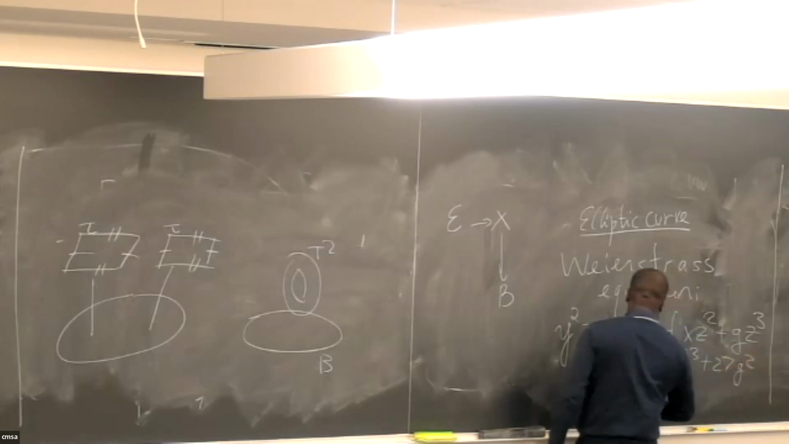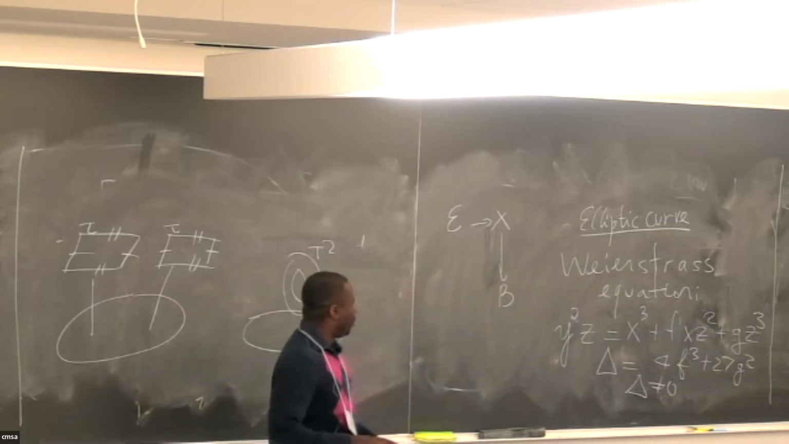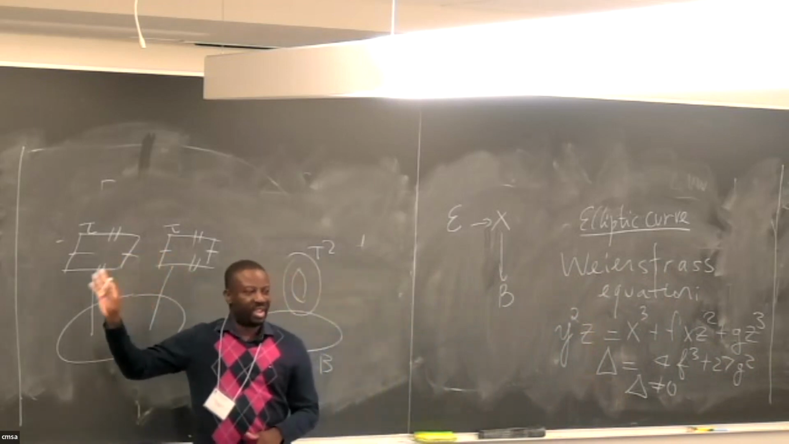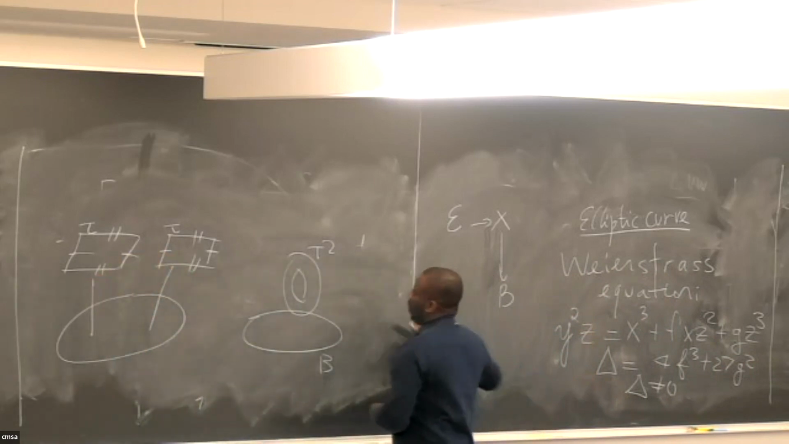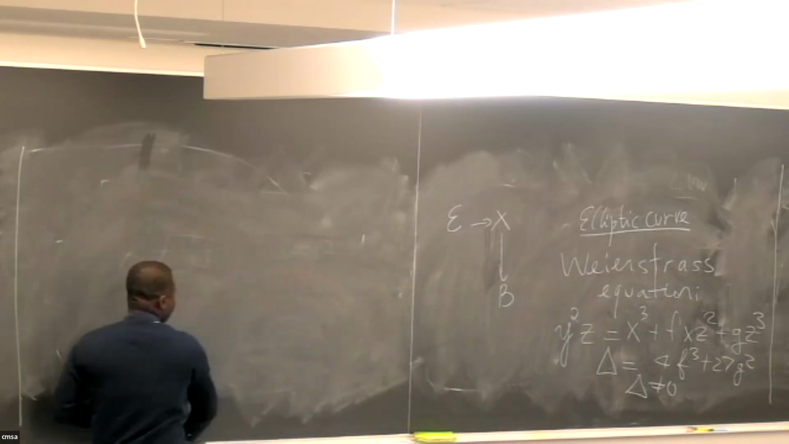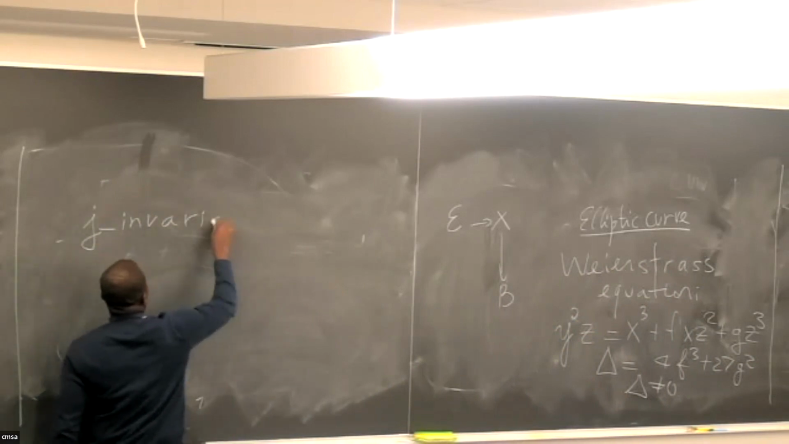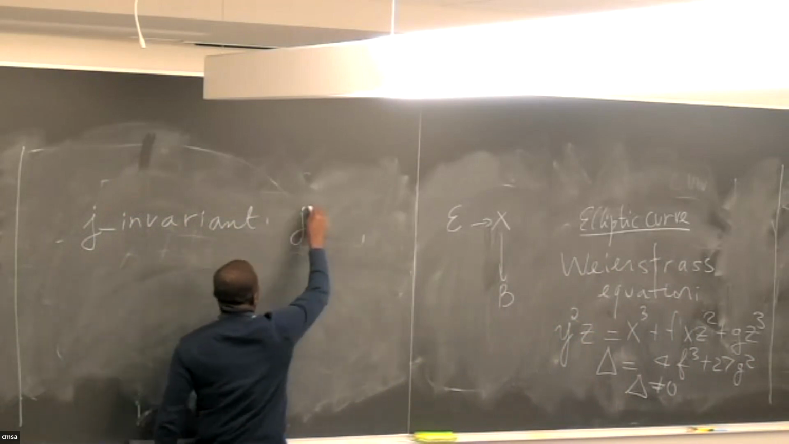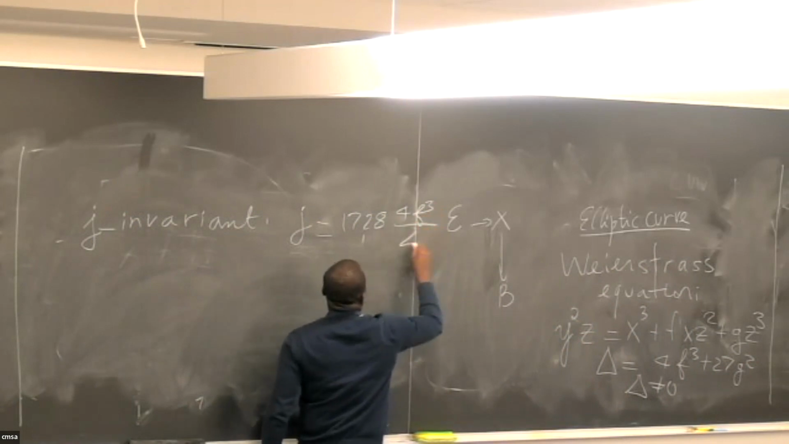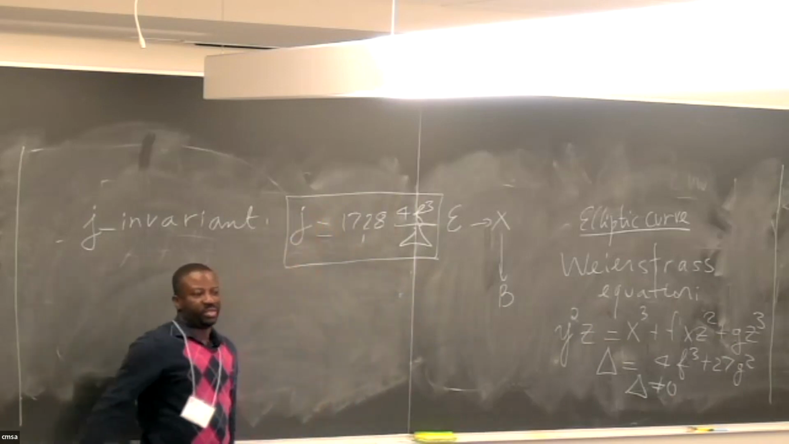takes the following shape. So when delta is different from 0, you have a smooth elliptic curve. And when I give you an elliptic curve like this, one question you can ask is, what about tau? And there is an object that you can use to relate the two. So this is called the J invariant. Then basically, you can compute it from the Weierstrass equation like this, and the J invariant depends on tau.